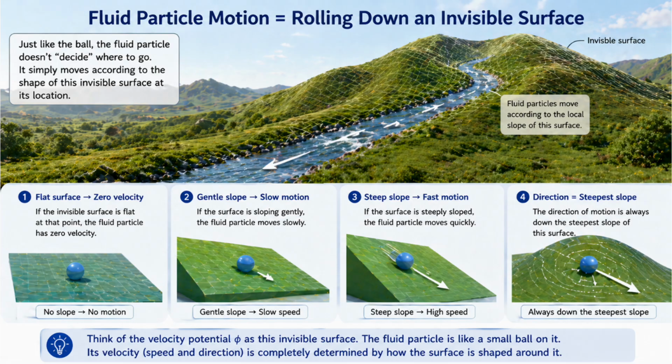A fluid particle does not decide its path, it moves only according to the shape of the velocity potential surface at its location. If the surface is flat at a point, the slope is zero. Therefore, the velocity is zero. If the surface has a gentle slope, the particle moves slowly. If the surface has a steep slope, the particle moves faster. The direction of motion is always along the steepest slope of the surface. Hence, both the magnitude and direction of velocity are completely determined by the local shape of the velocity potential function.